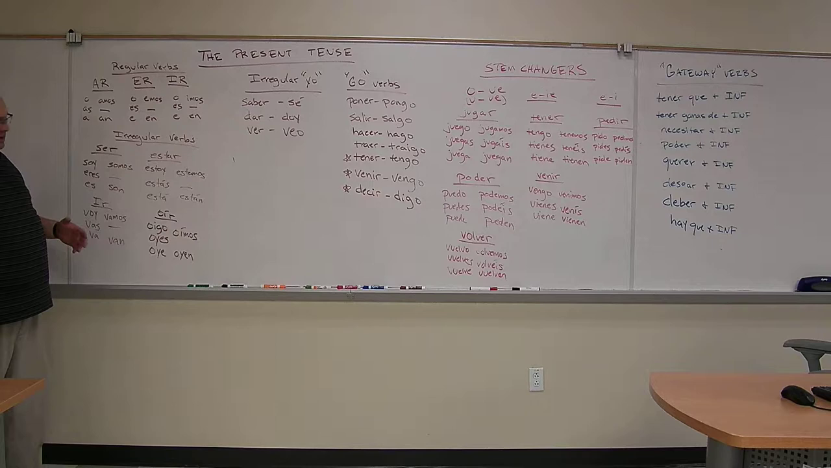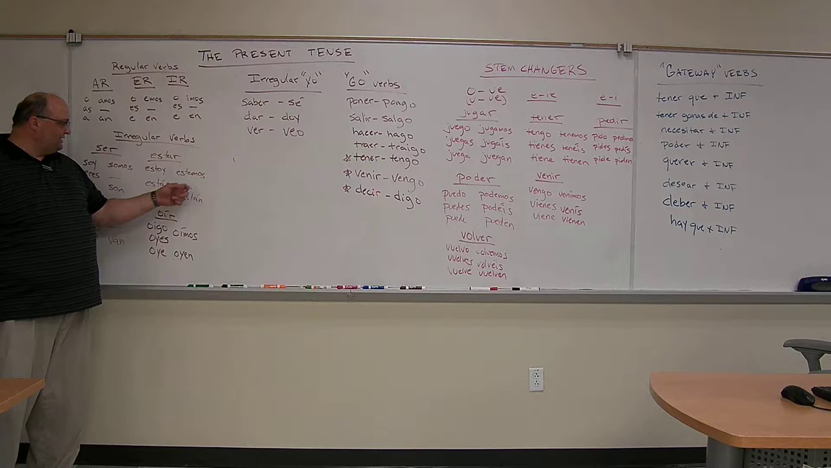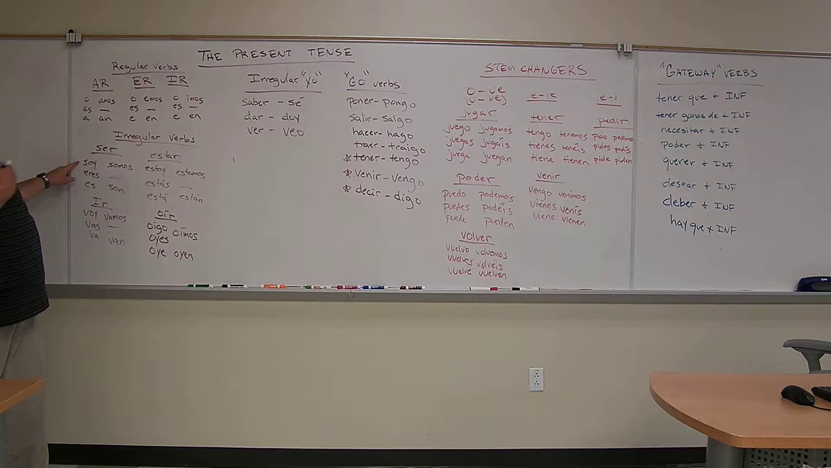Yo soy. Tú eres. Usted es. Nosotros somos. Vosotros sois. Ellos son. Ustedes son. Está. Yo estoy. Tú estás. Él está. Nosotros estamos. Vosotros estáis. Ellos están. So again, the same rule applies. The only person that can be soy is yo. The only person that can be estoy is yo. Same thing: tú estás, tú eres, nosotros somos, nosotros estamos, ustedes son, ustedes están, ellos son, ellos están.